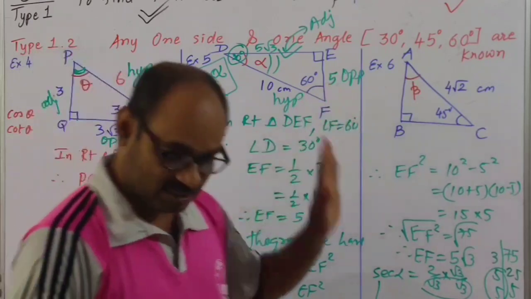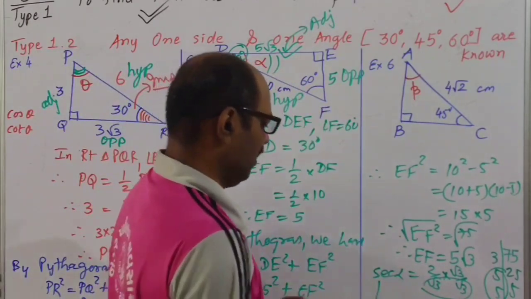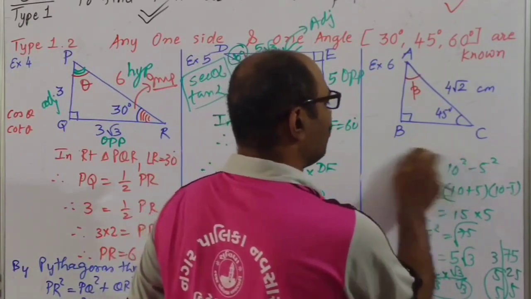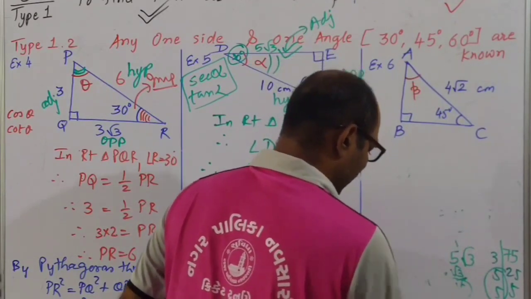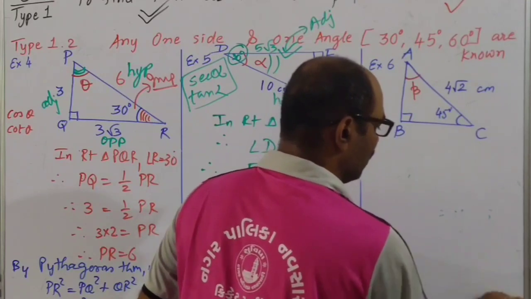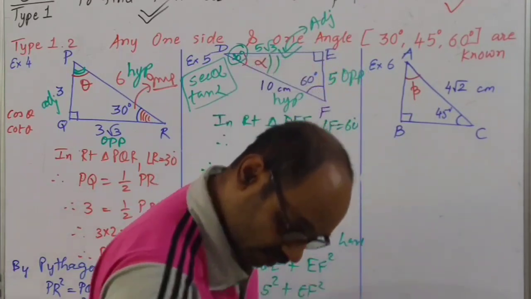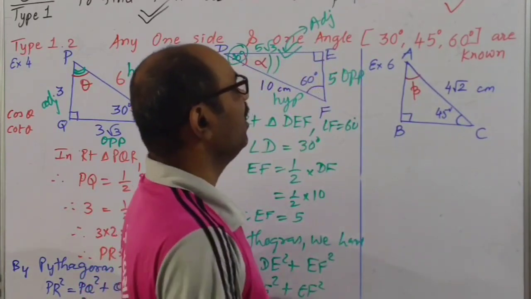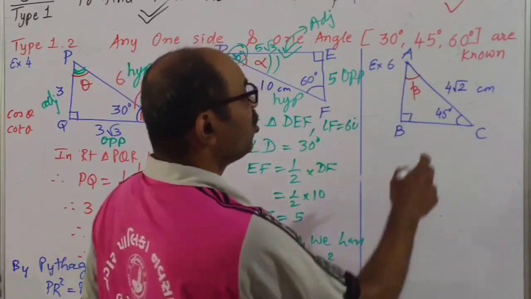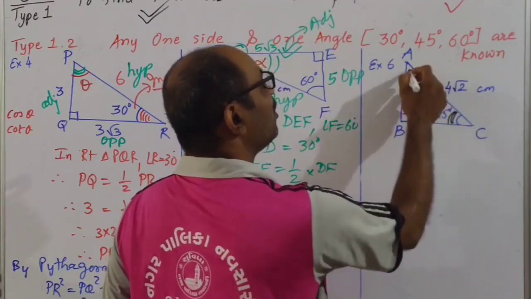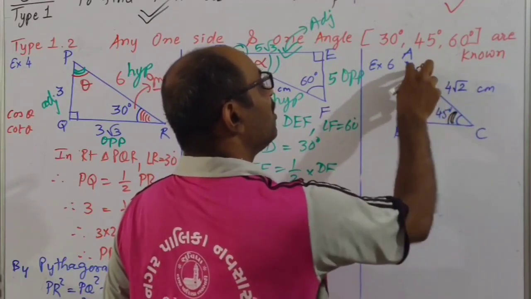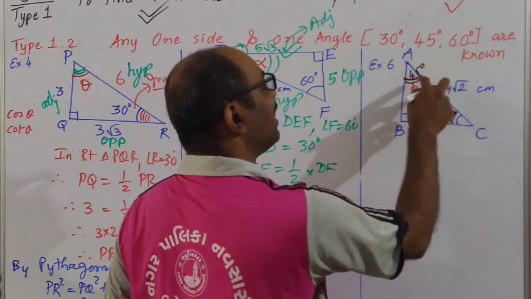Okay, now the next one. Children, you all have to do this yourselves. You will have to do this work. Are you getting me, children? Chaliye. Now, let's see this. Children, only one side is given, but this angle is 45. So this is also 45. So 45, 45, two angles are equal.